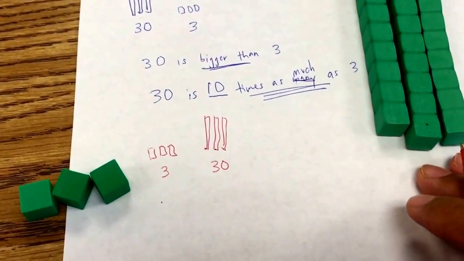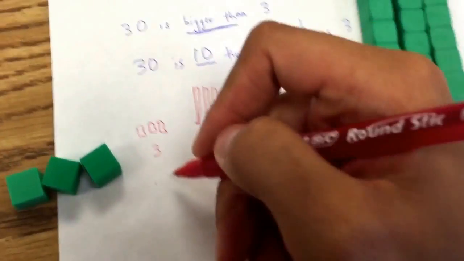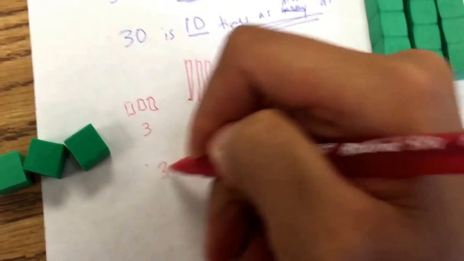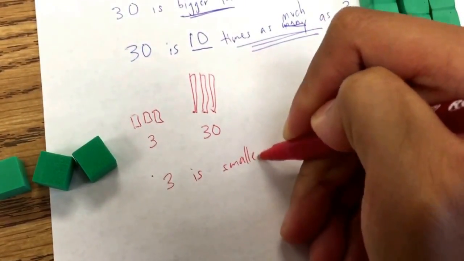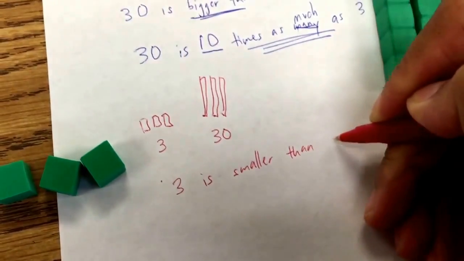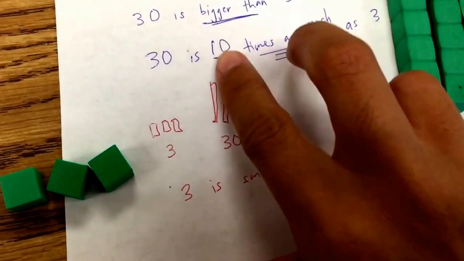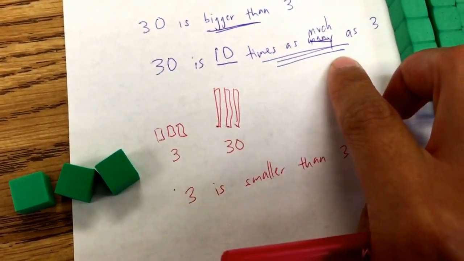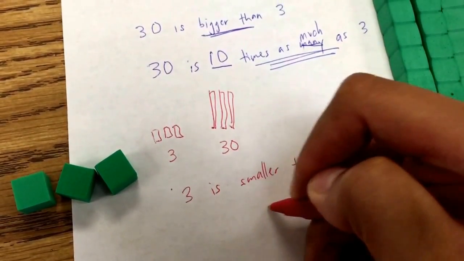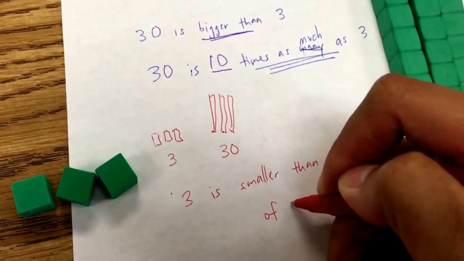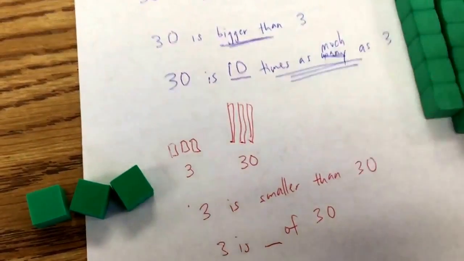Now here, since it's reversed and we're starting with the small and comparing it with the larger one, we would say something more along the lines that 3 is smaller than 30. And when you're saying 3 is smaller than 30, we won't be using the phrase times as much as. Instead, we'll be using a fraction and saying of 30. So 3 is blank of 30.